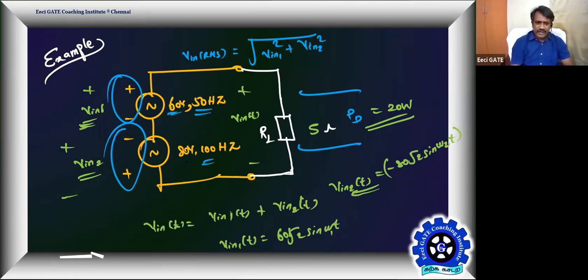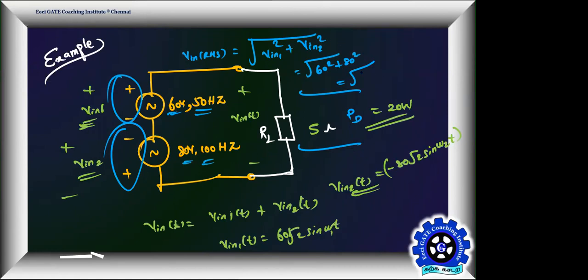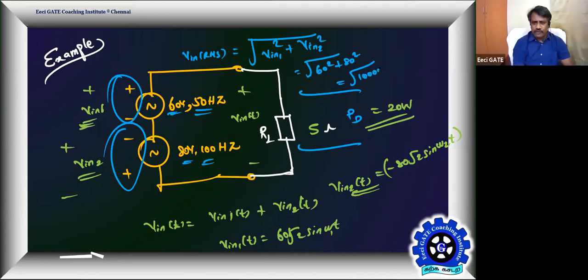It is 60 volt. It is 80 volt. Therefore, the result is going to be root of 60 square plus 80 square. Getting everyone? The result is root of 10,000. 10,000 is equal to 100 volts, which is your effective RMS value. Again, it is obeying the RSS concept. That's a net V in.